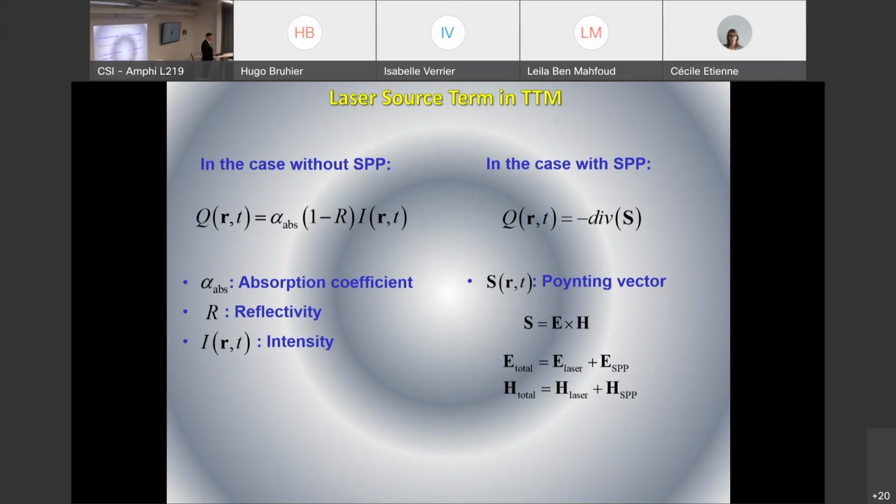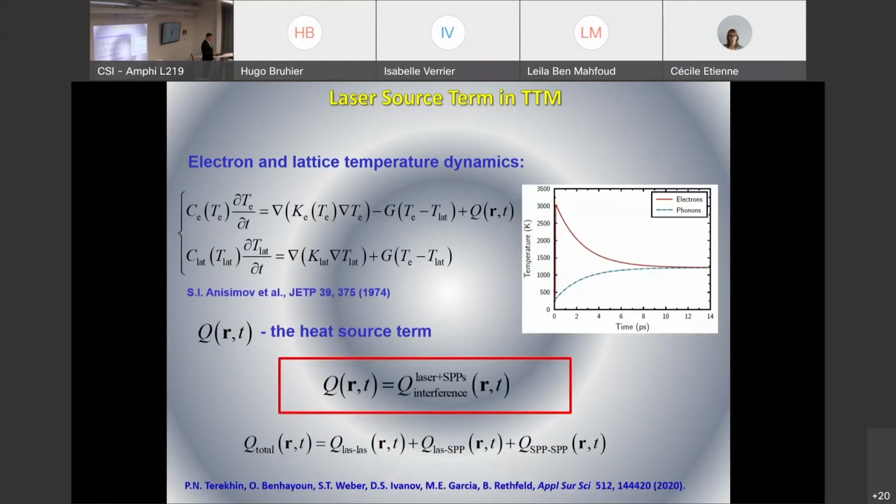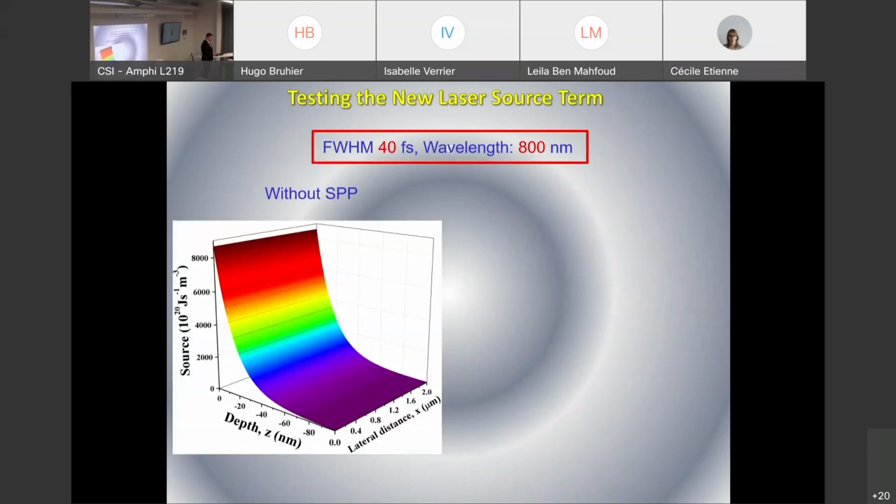So the electromagnetic field is decomposed into the parts provided by laser radiation and surface plasmon polariton excitation. So now all components of electromagnetic fields are accounted for, and the new source term will look much more complicated. So it has laser, plasmon polariton, and plasmon inputs.